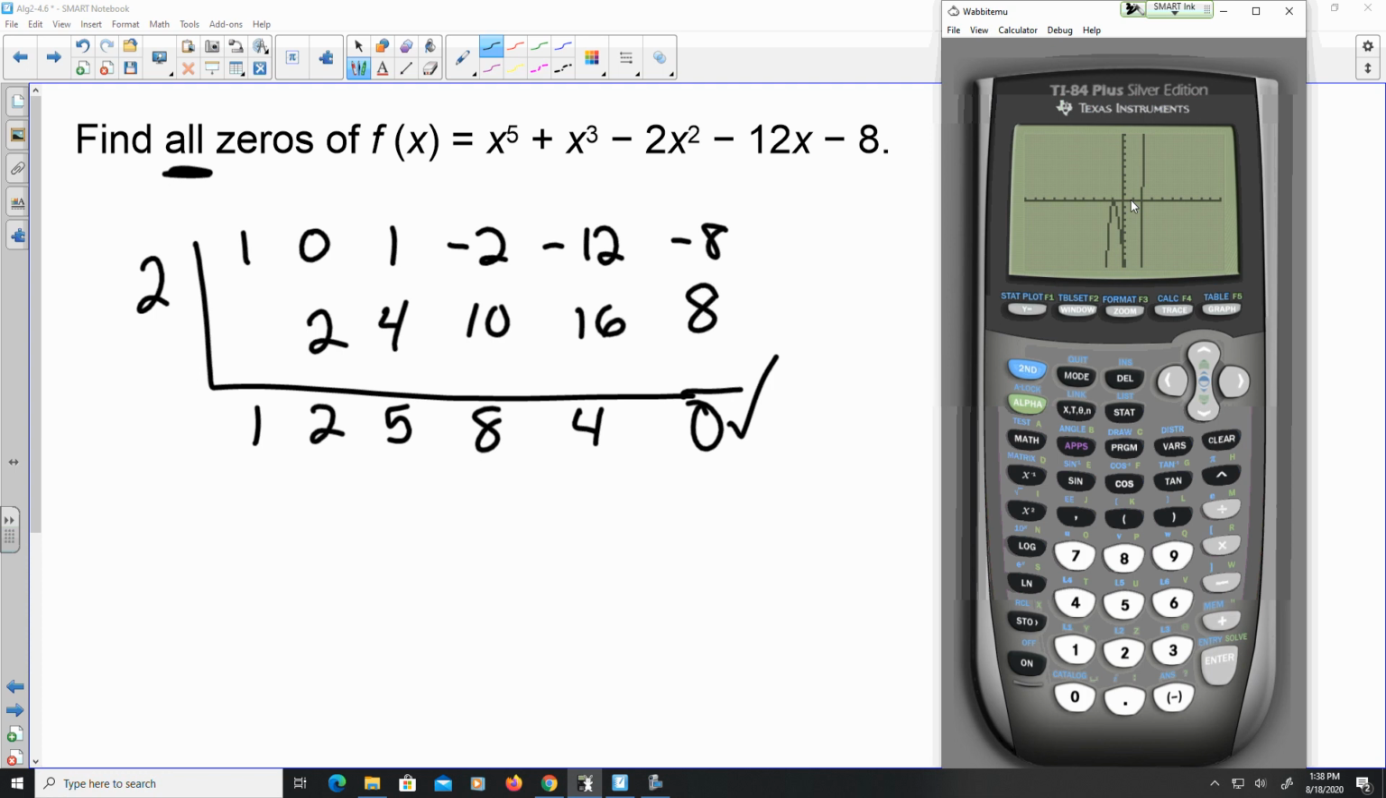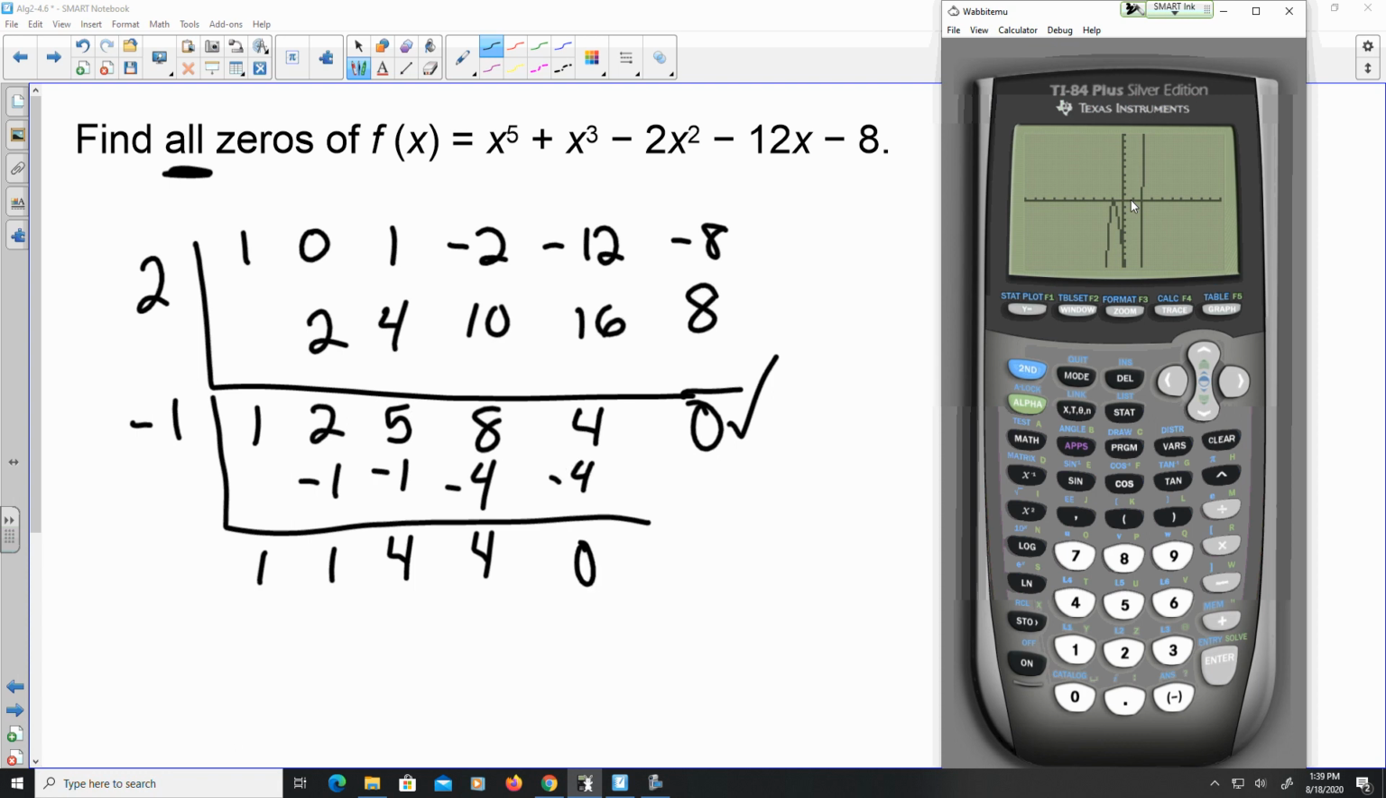Now let's give negative 1 a try. Drop down the 1, I go negative 1. This gives me 1, I go negative 1. Here, this gives me 4, I get negative 4, I get 4. Multiply that by negative 1, negative 4, 0. Checks out.